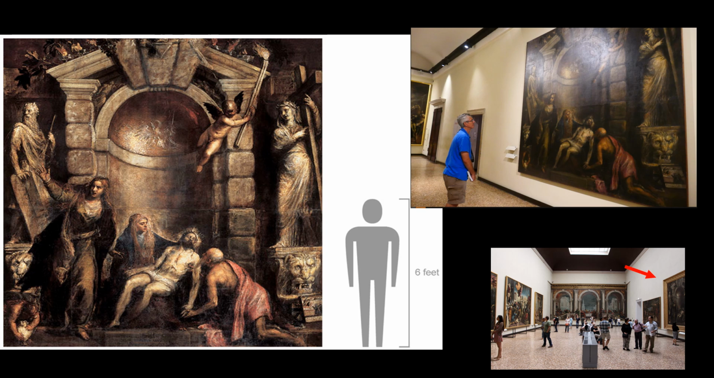This is a picture of it in its housing museum. It's in the Accademia in Venice. You can see it over here on the right next to the equally large piece by Paolo Veronese, which we'll learn about in chapter 17. Again, a very, very large painting.